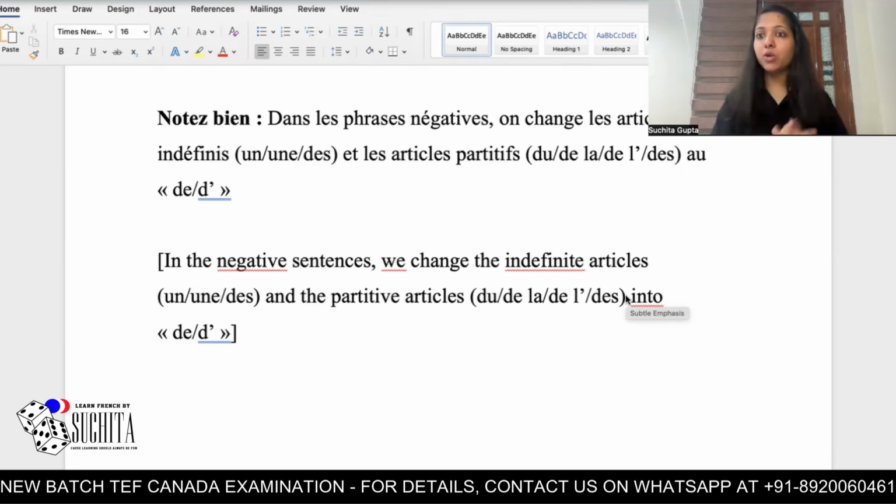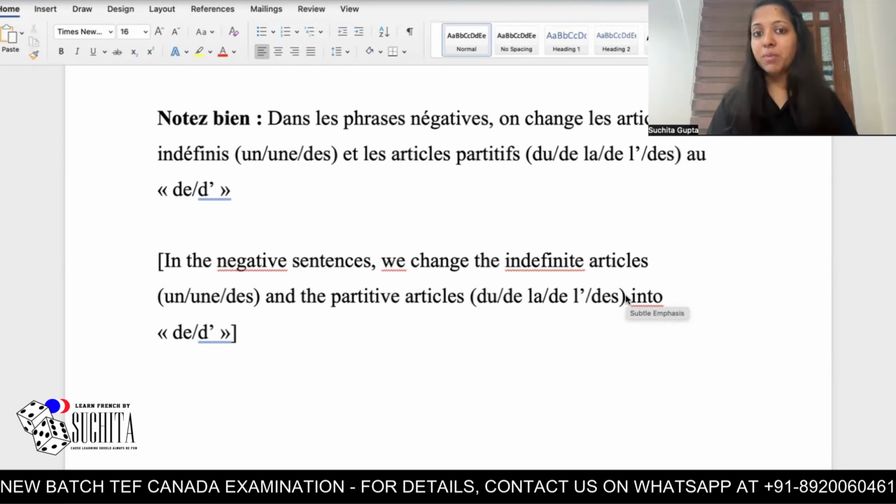Now, before I explain this rule, I would like to tell you that there are 4 articles in French. Les articles indéfinis, which means the indefinite articles. Les articles définis, which are the definite articles. Les articles contractés, which are the contracted articles. And les articles partitifs, which means the partitive articles. Now, if you do not know what these articles are, I'm going to mention the link of all these videos in the description box below. You can watch these videos and then come back here again.